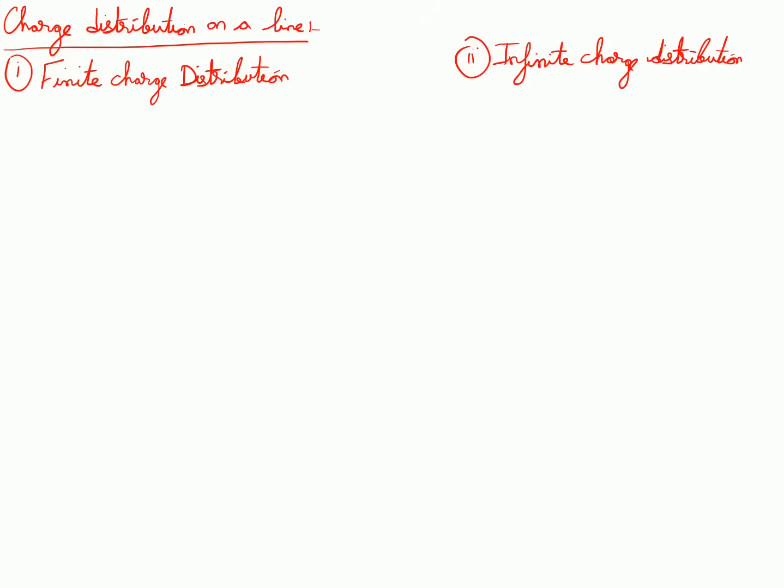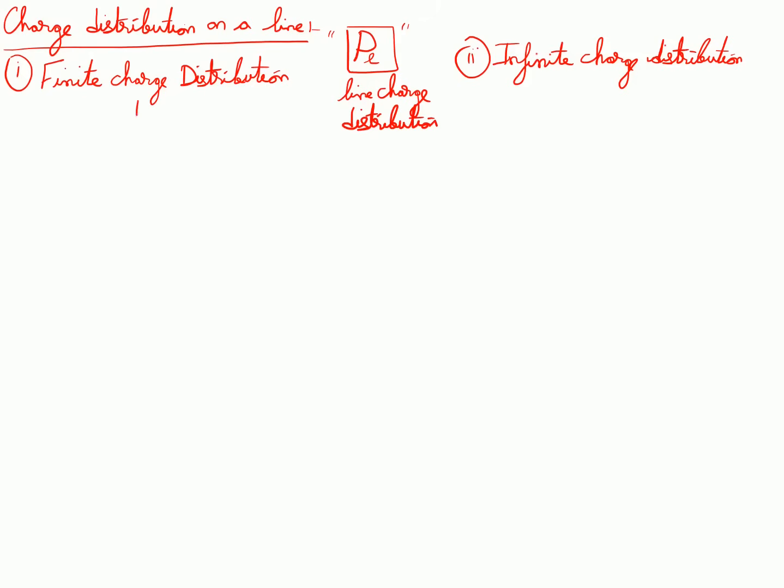So when we talk about the charge distribution, or especially line charge distribution, we'll keep in mind that our charge density will be represented by rho L. So this is the symbol of line charge density. Previously, for volume charge density, our symbol was rho V, but for line charge density, this is going to be rho L. So this is the symbol that we are going to use. So now what is a finite charge distribution?